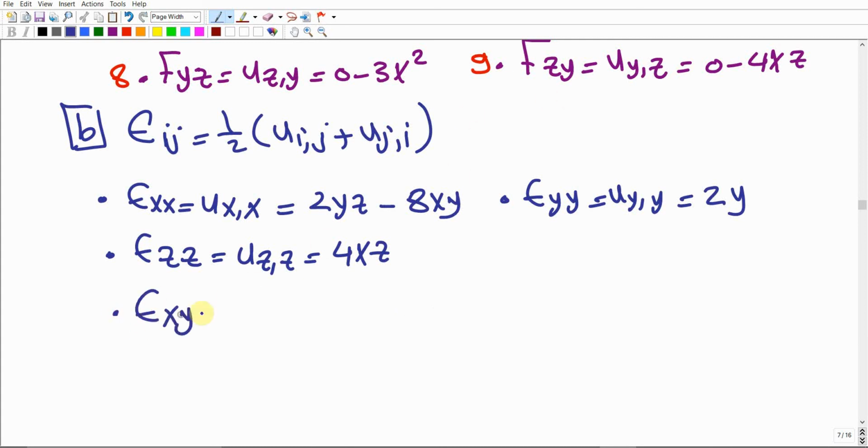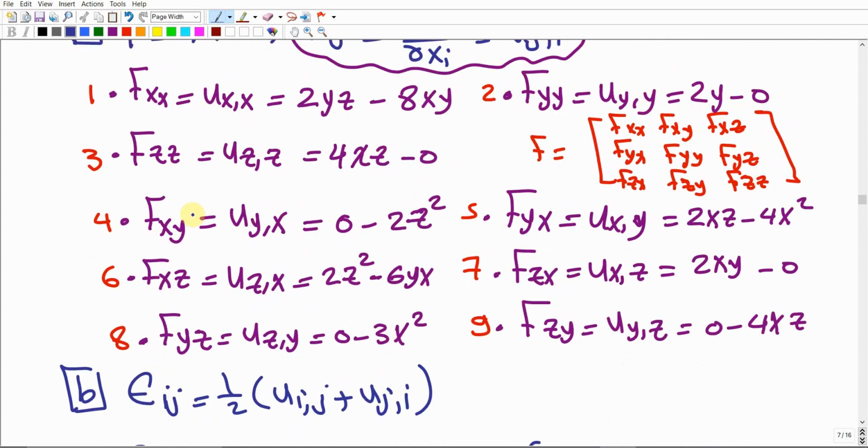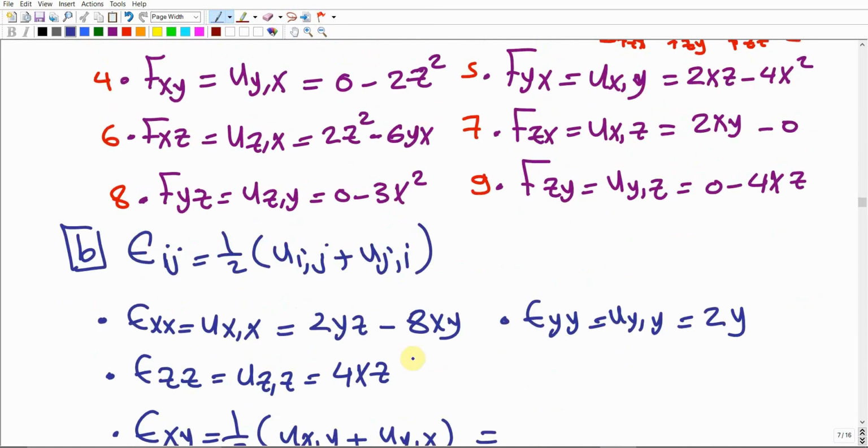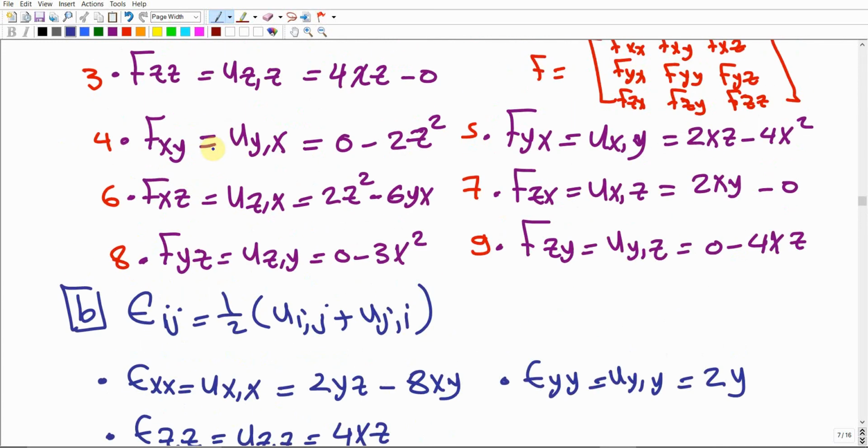So the epsilon xy should be half of u_x comma y plus u_y comma x. We already got epsilon xy. So simply it's going to be half the sum of Fxy plus Fyx, because u_x comma y should be this one, and u_y comma x should be this term, right?